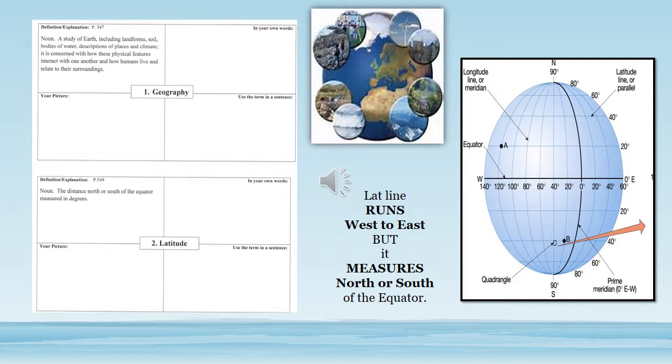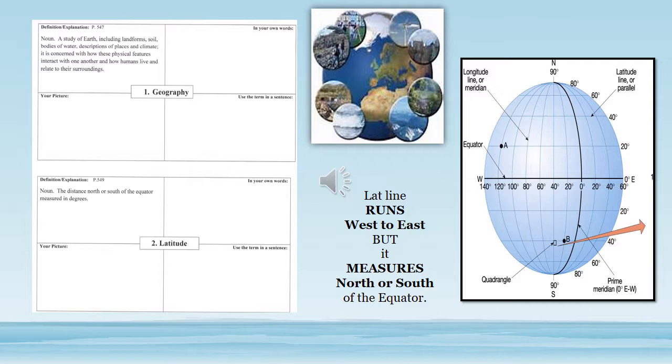Okay, so you see basically that geography, we're talking about the landforms, the bodies of water, descriptions of places and climate. Really, we're talking about the physical features of the earth. We need to know these physical features, and then we need to know how these physical features affect man and man's surroundings. And we're about to jump into that.